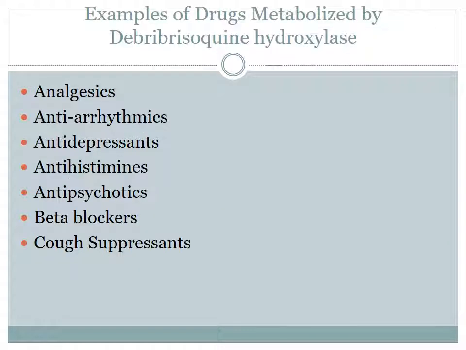If we look at some of the other drugs that are metabolized by this enzyme: analgesics, antiarrhythmics, antidepressants, antihistamines, antipsychotics, beta blockers, cough suppressants. One thing we're looking at with this sort of personalized medicine, and we'll talk about that just in a moment, is that the day may be coming when virtually all treatments are based on genetic information.